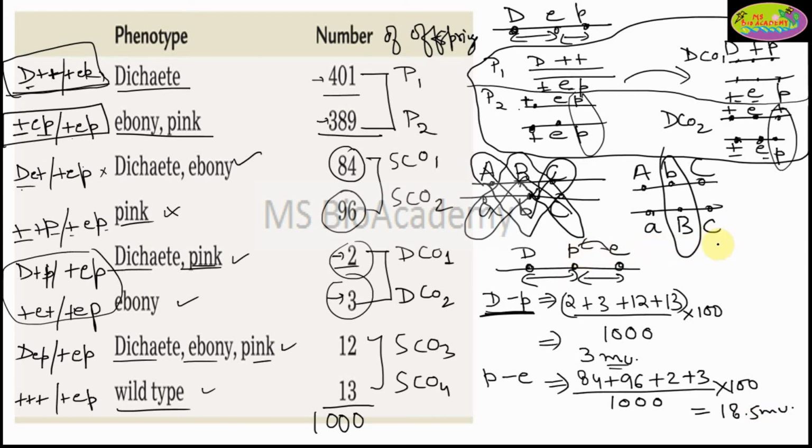That means this P and E distance is quite far. So now you can finally map your genes like this. D will be somewhere here, then P will be somewhere here, and E is far away from P, right? So this distance is quite high, 18.5, and this is quite small, which is 3 mu. That is how you have to draw the gene mapping, or you can say the sequence or the distance. You can even measure the D and E distance. How will you measure the distance between D and E? Just add up these two distances, 18.5 plus 3, and you will get the distance between D and E also.